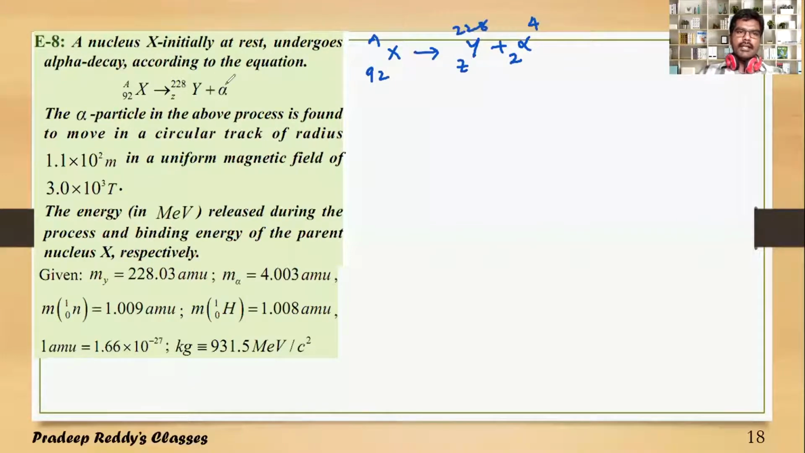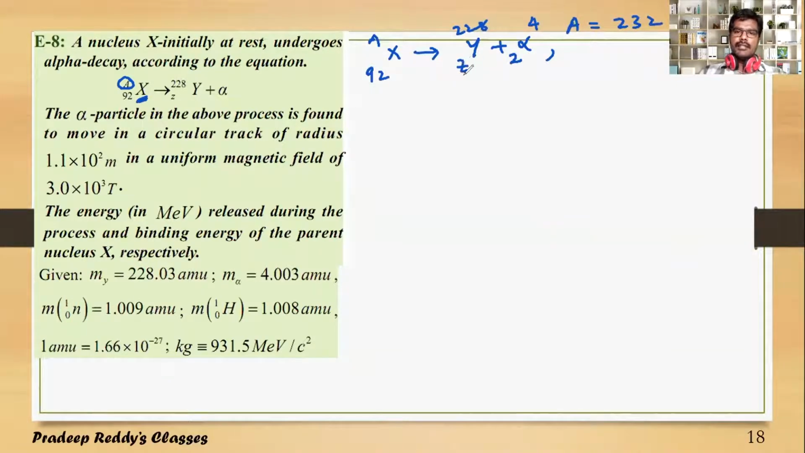See, we have a nuclear reaction in this process, and this X is initially at rest. You do not know what its mass number is. In order to calculate its mass number, you will use the concept that the mass number on the right hand side should be equal to the mass number on the left hand side. What is the mass number on the right hand side? 228 plus 4. This gives you mass number A, which is equal to 232. Mass number A, we have got it.